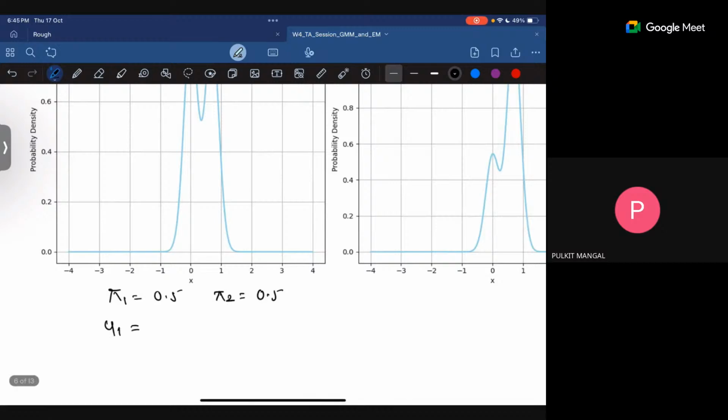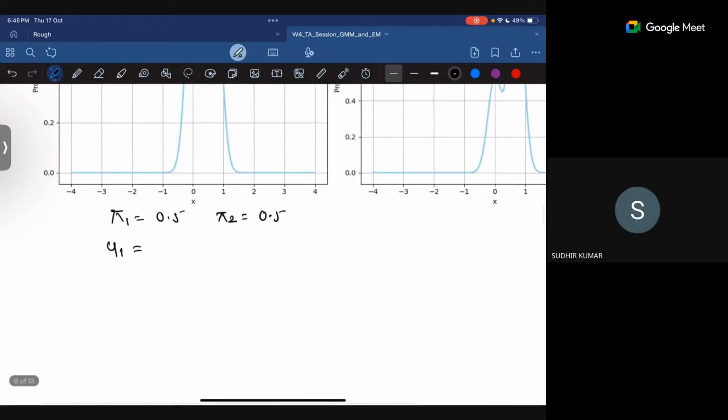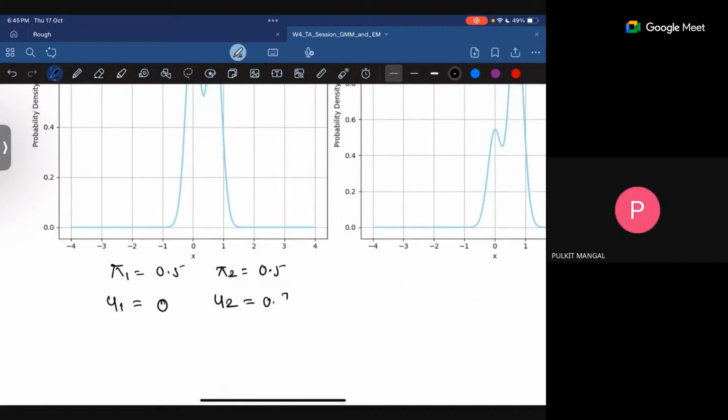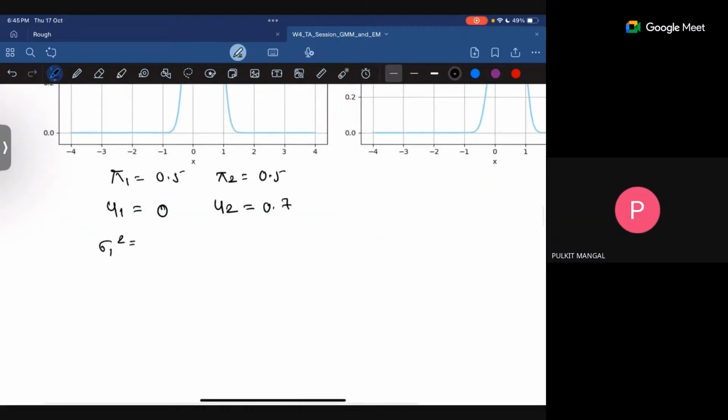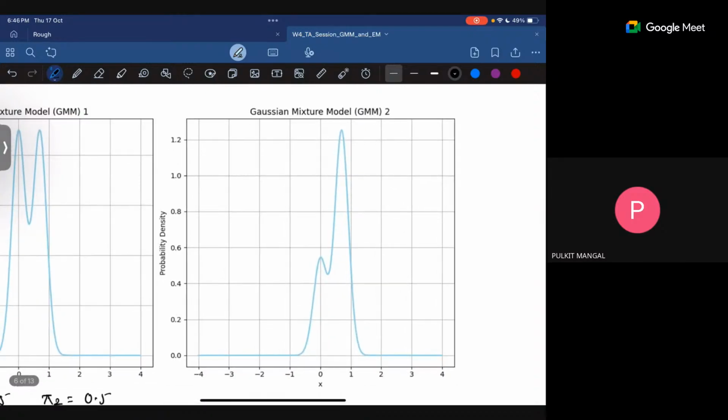What can you guess for mu1? What is mu1? 0, sir. 0, correct. What about mu2? 0.5. Yeah, it is close to 0.5, 0.7. Variance I will just type. In all the graphs we have taken the same variance, and that's why we can easily compare these two. Now the last example.